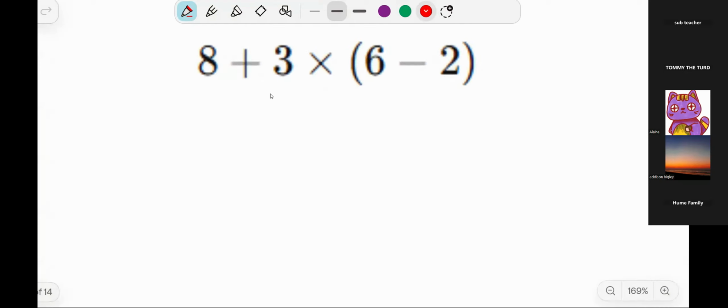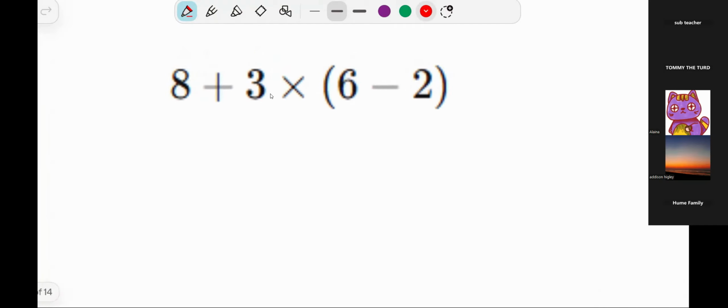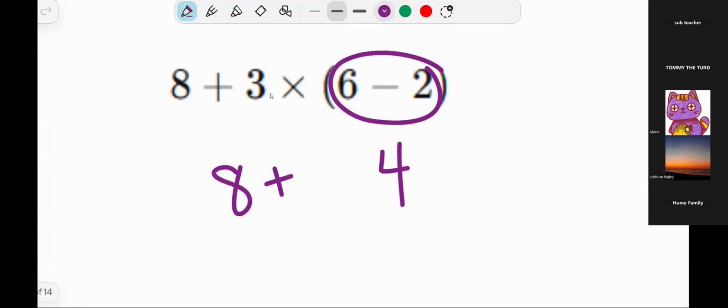Wow. But yeah, so when we're following order of operation, parentheses always comes first. So we always do whatever's in parentheses first, if it can be done. In this case, 6 minus 2, we can do that. Because we read left to right, we always want to work left to right in math, but always follow that order of operation.